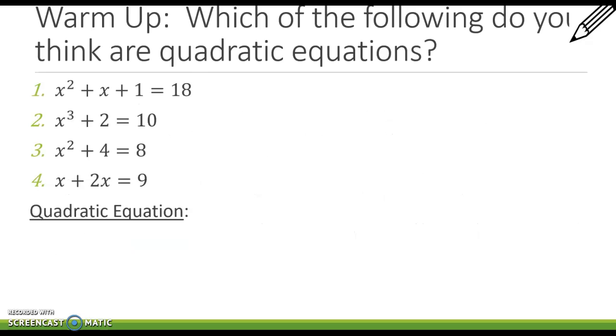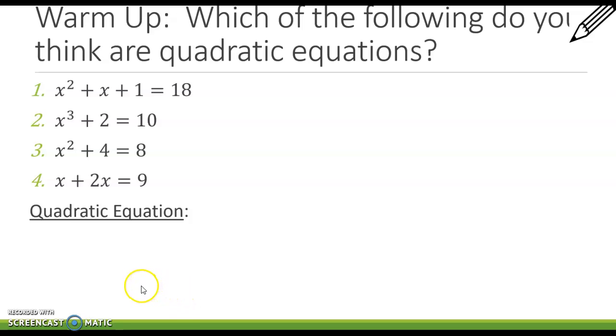Start by thinking about the following equations. Which ones do you think are quadratic equations and which ones do you think are not? And then we'll define quadratic equation after you've thought about it a minute. Please pause the video and then we'll talk about the solution after you've thought about it.